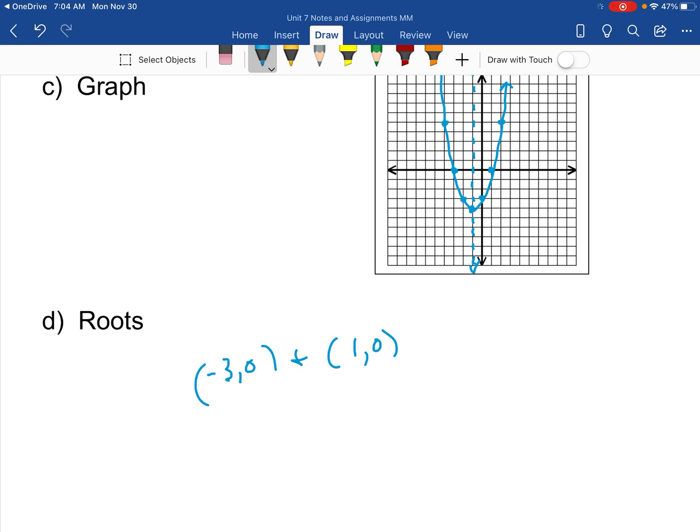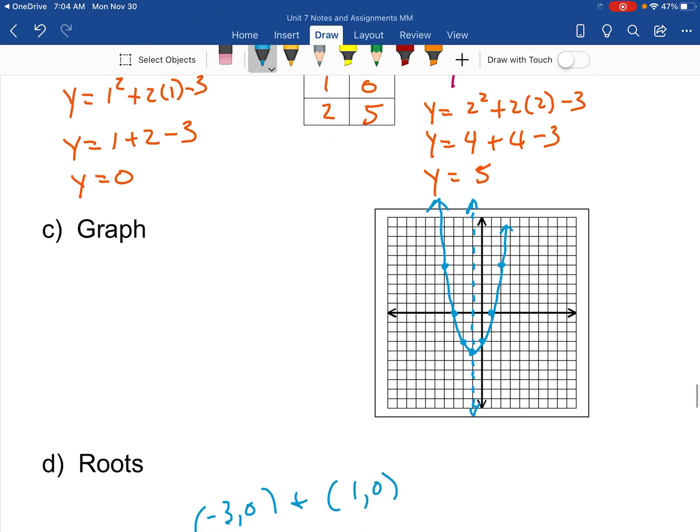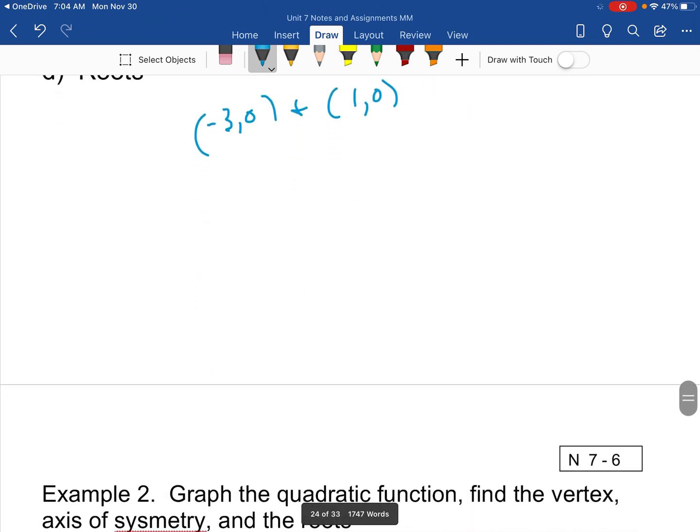So notice the steps. Calculated or found the axis of symmetry. Then I found the vertex. Okay. Then I got some points on my table. Okay. I just went to the right of the vertex. I went -1, 0, 1, 2. Okay, and I plugged in x to get y. Then I graphed those points. I reflected them over the axis of symmetry, and then identified the roots.